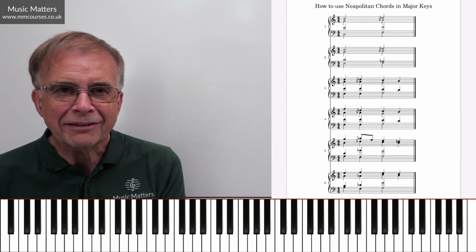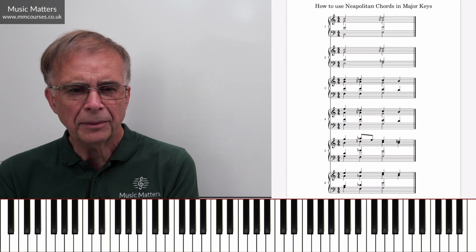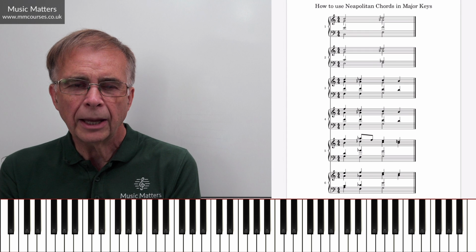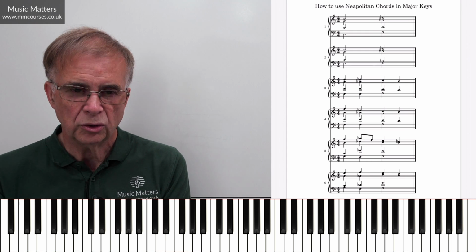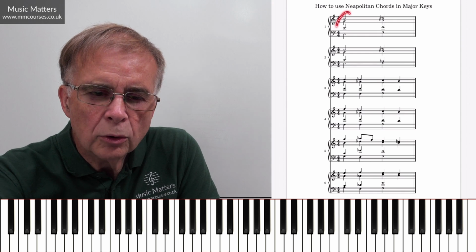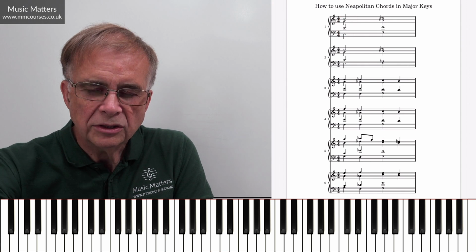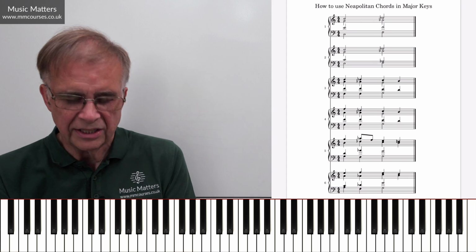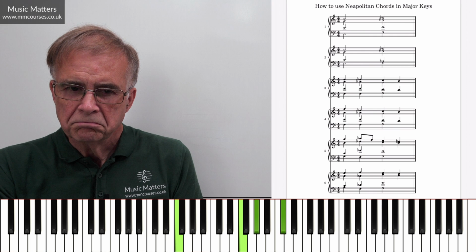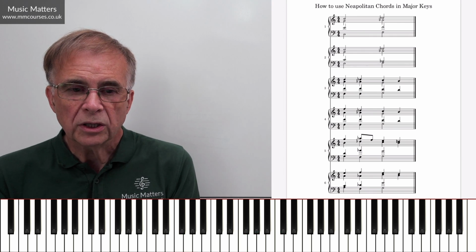Okay, now let's have a look at our first example, because I'm now going through the diatonic chords, which are perhaps the most common approach chord. So in the first example, you can see that I've got a chord 1 followed by the Neapolitan chord. So let's have a listen to that. Well, that seems to work all right, doesn't it?